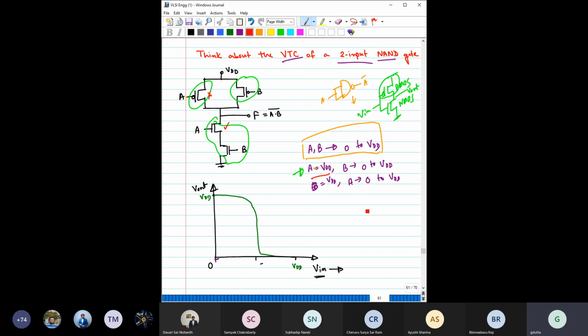So do you recall that for this type of inverter, when we changed the ratios of PMOS and NMOS, what did we see? We saw that the VTC will shift depending on the PMOS and NMOS ratios, right? The resistances of this NMOS and PMOS. So here also, for the second case, you will get a VTC which will probably look something like this. Right, but it will shift towards the left side for this case.